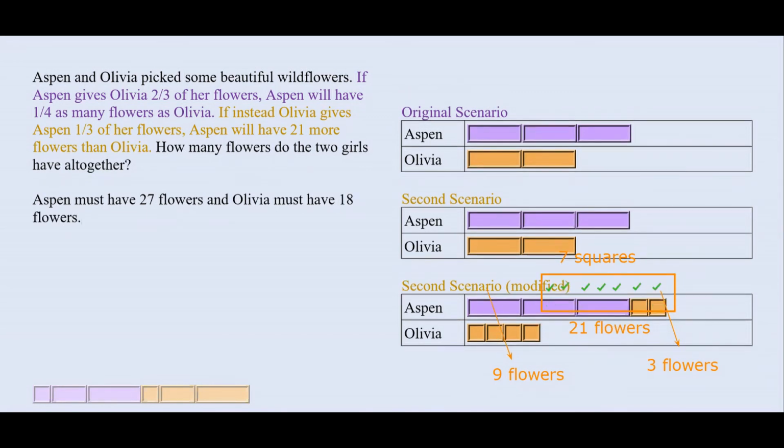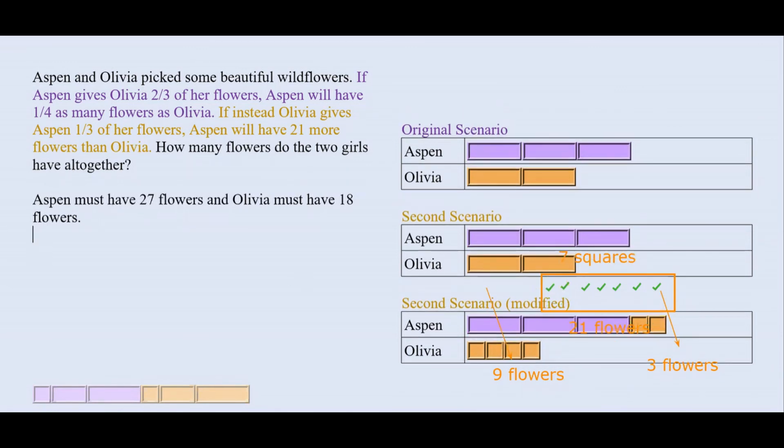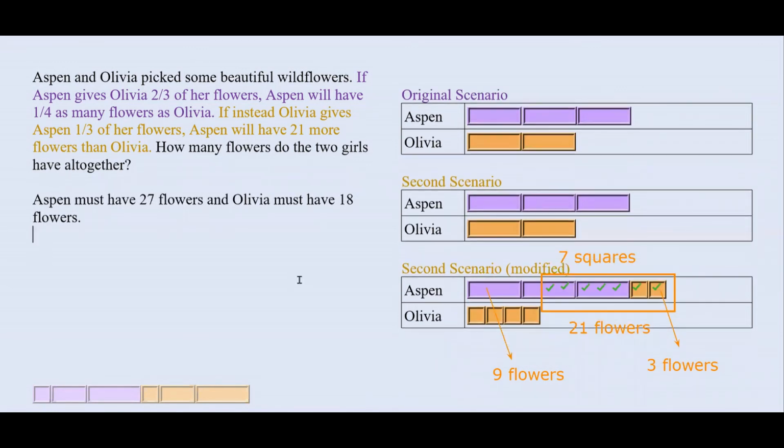Now the question wants us to find the sum of these two numbers, which is not too bad. We can say together they have 27 plus 18 is 45. 45 flowers. That's my answer. Together they have 45 flowers.